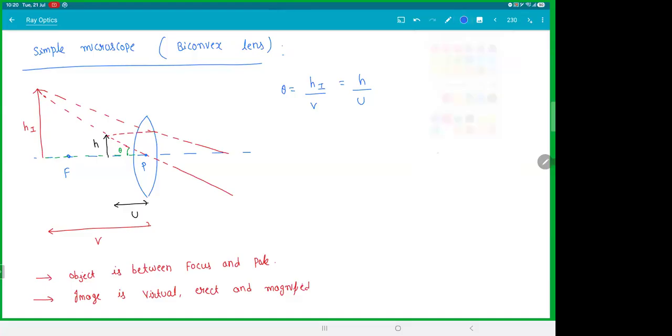Now from the definition, the magnification m is given by theta by theta naught. So theta is h by u. Theta naught is h by d. That is the image distance without magnification, so m is d by u. So the magnification of a simple microscope is given by d by u, where d is the distance of least vision and u is the object distance. That's your main formula in a simple microscope. Is the idea clear what we did?